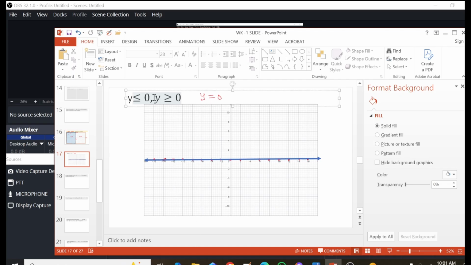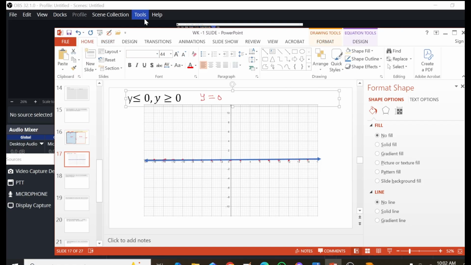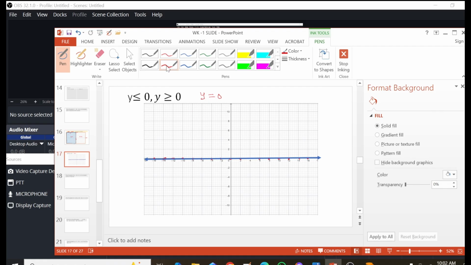Now, like I did in the first one, I will use a shaded region for y is less than 0. Then the unshaded region for y is greater than or equal to 0. All right, that's what I will do.